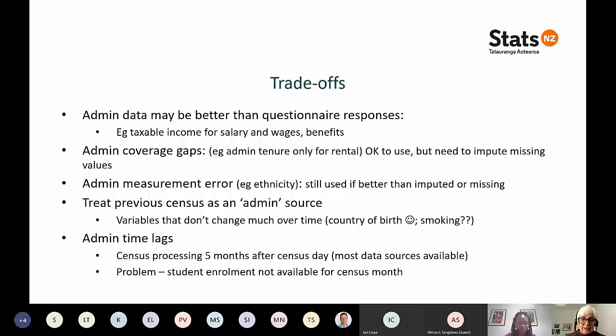And time lags are another thing. Sometimes administrative data is just slower than survey responses. When we were processing the admin data for the 2018 census, we had data that was up to 5 months after census day. For most data sources, we had information that covered the period that we wanted. But we did have a problem with school enrolments. They're quite late to come into the IDI, and we did not have enrolment information for the census month, which limited our ability to use that enrolment data for student participation.